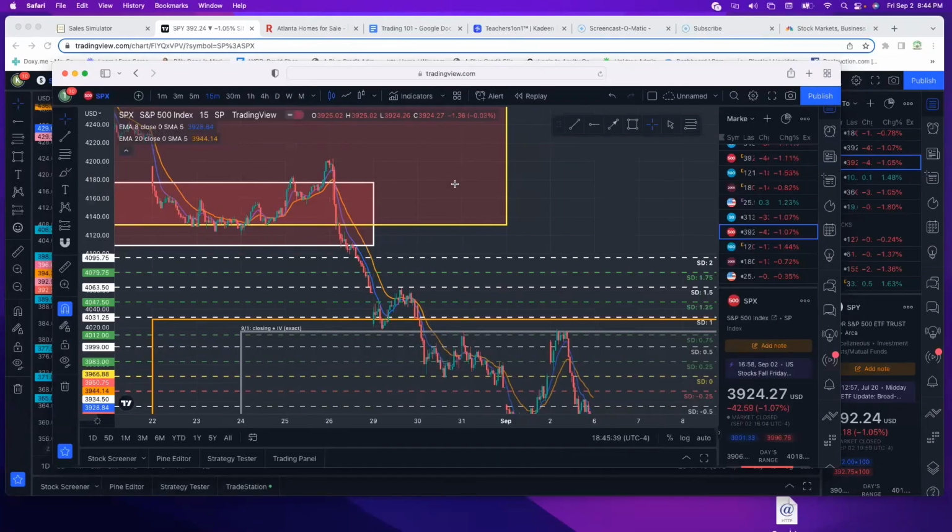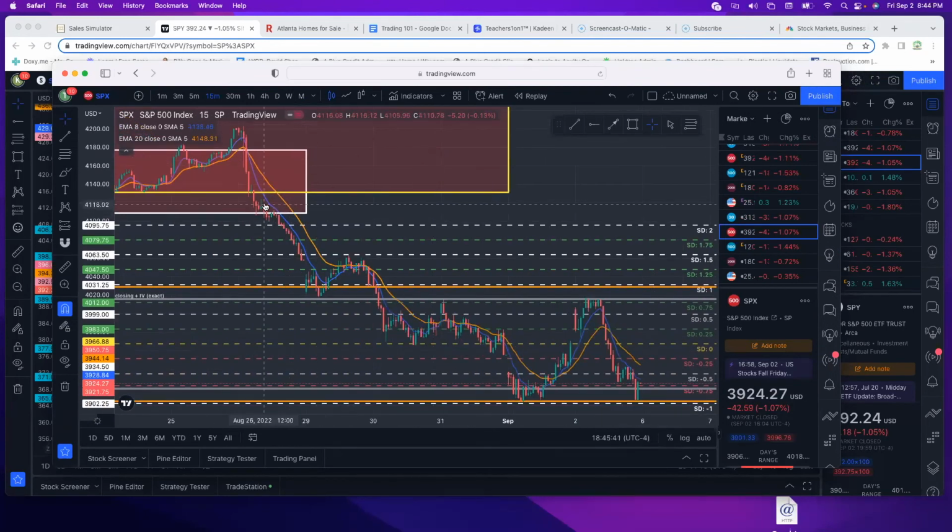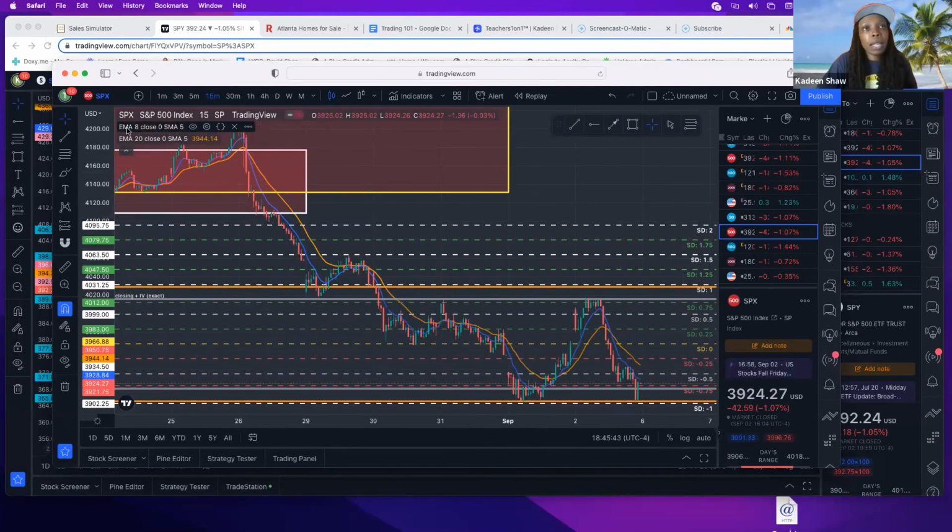Yes. So blue is my 8 EMA. And I like to use exponential, because you can use a regular moving average and you can use exponential moving average. I like exponential because it tracks current price, or close to the price, versus simple. I don't know, I just like exponential. So I have my 8 EMA and my 20 EMA. Blue is the 8 and orange is the 20.